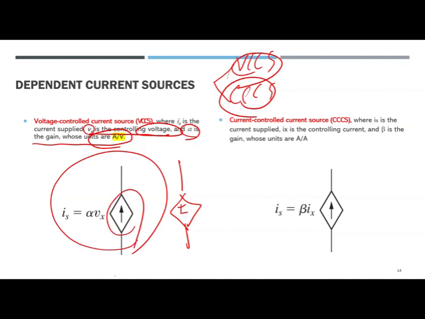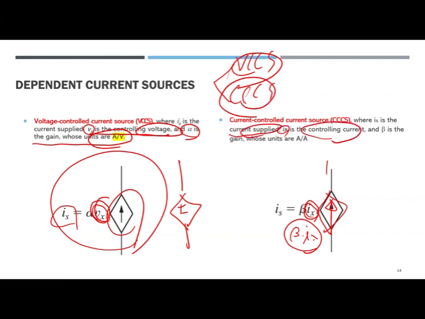So for this one, the voltage controlled current source. This is the part, the alpha, the gain, multiplies the control, in here it is voltage control V sub X, and it is the current source. How about this one? The current control. The current control means the beta, the gain, times I sub X. That is also a diamond and an arrow. This is the direction, the shape of the current source. So current controlled current source, I sub S is the current supply. Definitely I sub X is the controlling current. In here, V sub X was the controlling voltage, but I sub X is the controlling current. The beta is the gain, and whose unit is A over A.